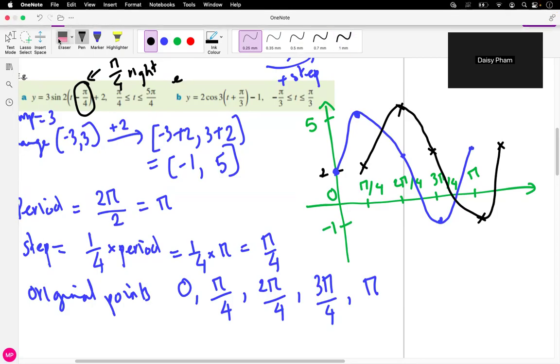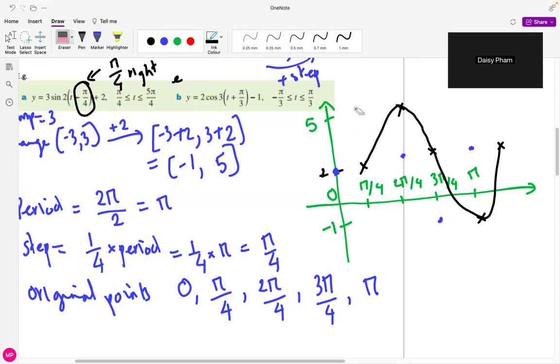Let me just rub the original out. There you go. And just before you finish, make sure you check with the domain. Here they give me the domain as 0.4 to 5.4, which is exactly what I need: 0.4, and this is 5.4 here. If they give you a different domain, you just need to add in more points and then cut them off where appropriate. All right.